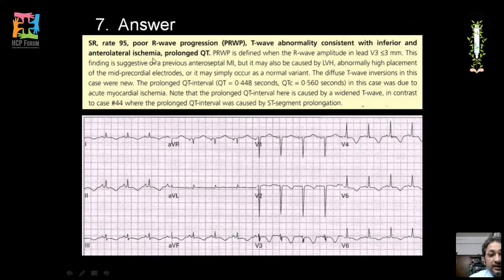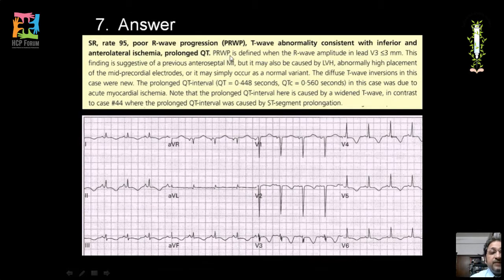And you have to note there are two other things as well. The QT interval is prolonged, and this is because of the myocardial ischemia. And another thing is there is a poor progression of the R wave. How is it defined? Poor progression of the R wave is defined by the R wave amplitude in V3 less than 3 millimeter. If you see the V3, the R wave amplitude is less than 3 millimeter, and this is one of the definitions of the poor progression of R wave.